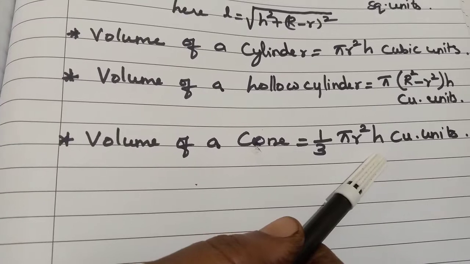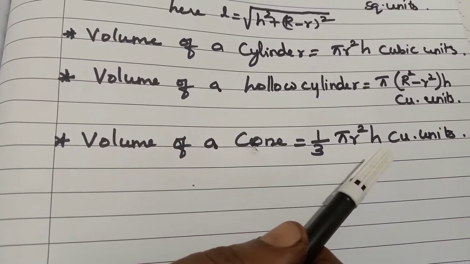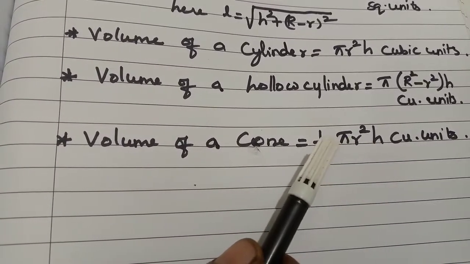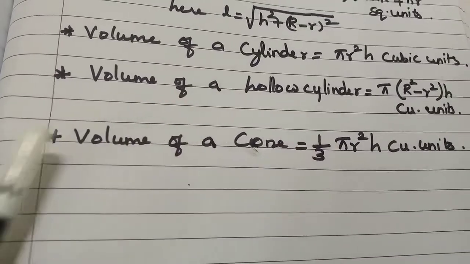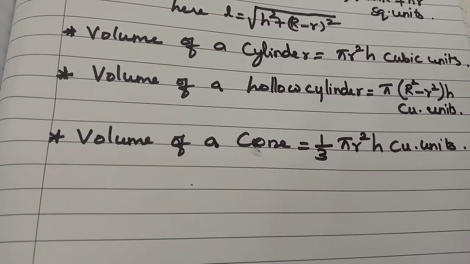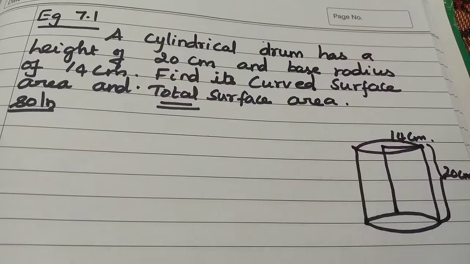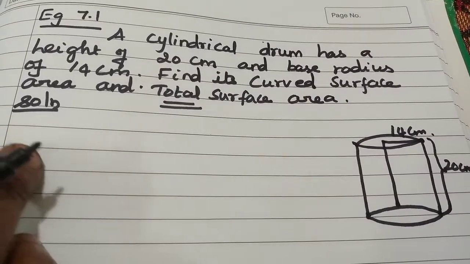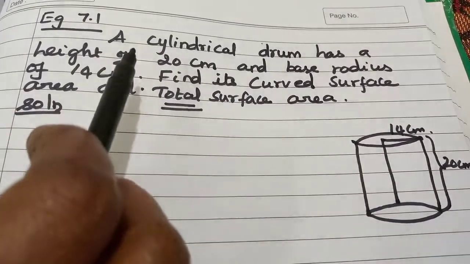Now we are going to learn how to find out the CSA of the cylinder. Let's write some questions. Some problems let's do now. Let's write the example 7.1. What is the example 7.1 now?